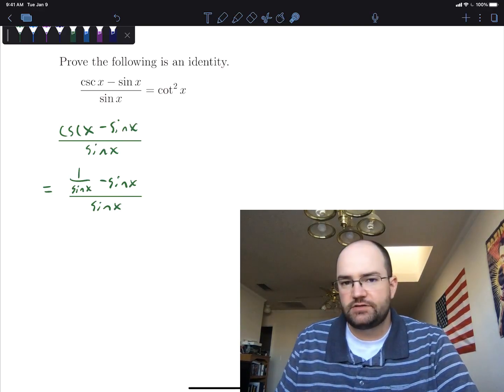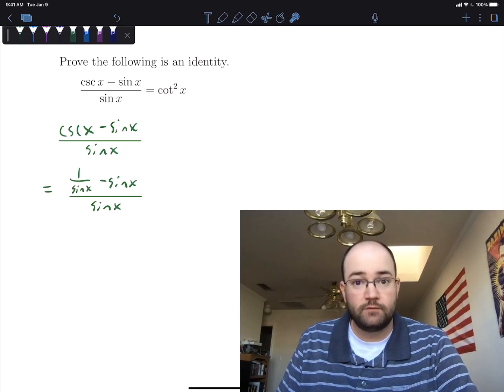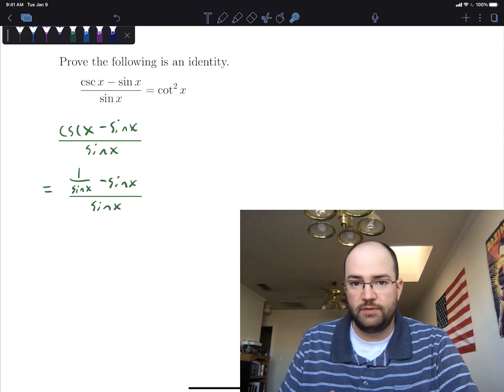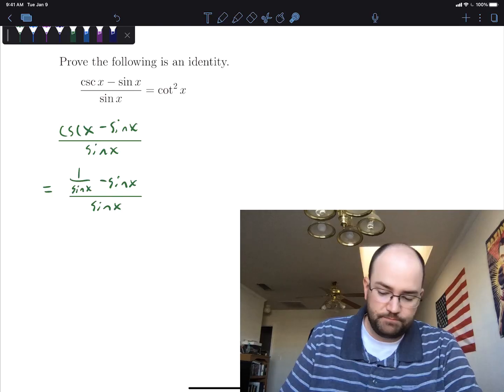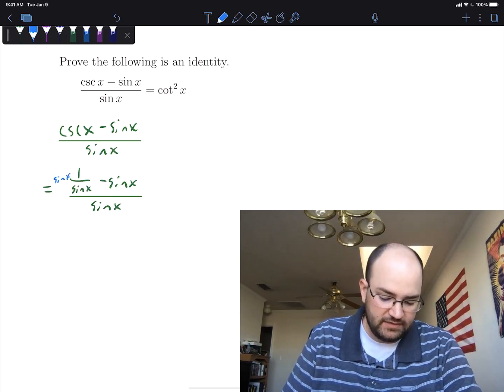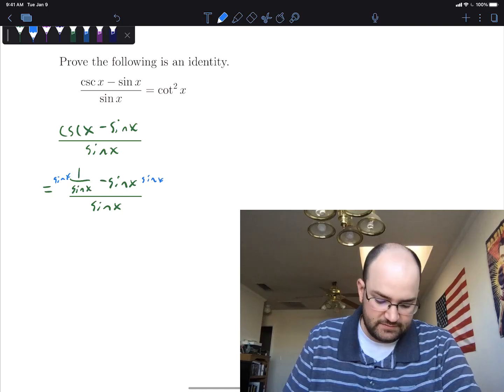Now notice that this is actually a complex fraction, and from 1414 I recommended to you to multiply both the numerator and denominator by the LCD of all denominators. In this case, the only denominator is sine of x, so we do want to go ahead and multiply every term in here by the sine of x.